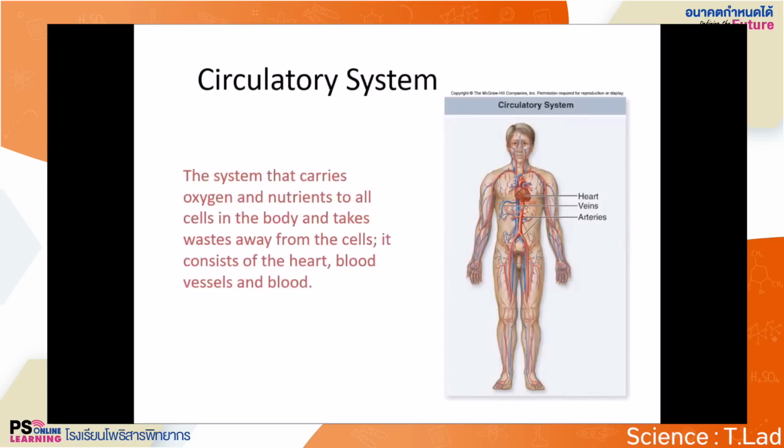And the arteries are the red ones. So it is red because the blood there contains a high amount of oxygen and a low amount of carbon dioxide. And this blood is called oxygenated blood. So again, a circulatory system is made up of the heart and blood vessels such as veins, arteries, and capillaries. So the system carries oxygen and nutrients to all cells in the body and takes waste away from the cells. So it consists of the heart, the blood vessels, and blood.